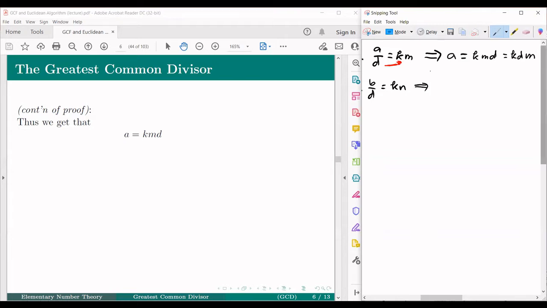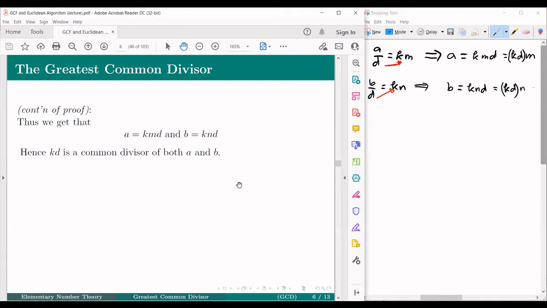And then from here, B is equal to K and D, or we can write it as KDN. So as you noticed here, they have a common divisor KD. So KD is a divisor of A. Also, KD is a divisor, a factor, of B. Hence, we can say that KD is a common divisor of both A and B. Follow? From here, we can say that KD is a common divisor of both A and B.